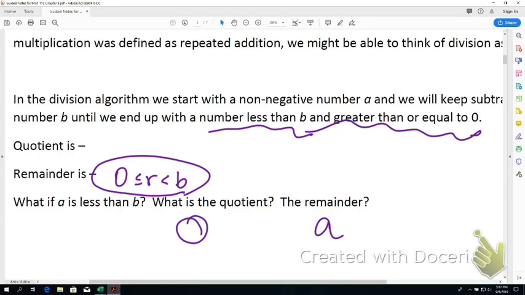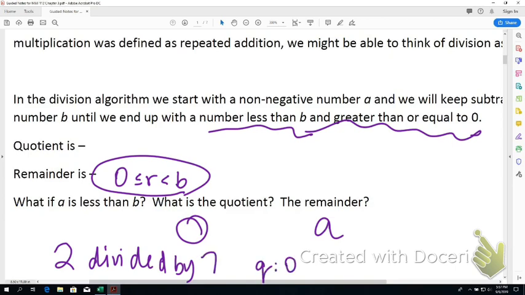So you could think of this if you had 2 divided by 7, your quotient is 0 and your remainder would be 2, because 2 is less than 7 and 2 is positive. Okay, so now let's move on to the next part.